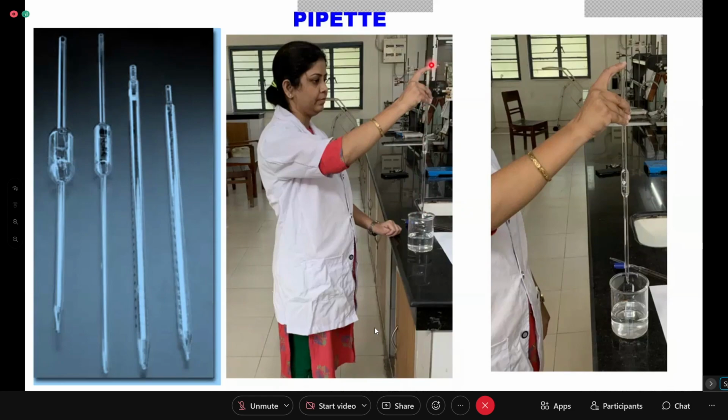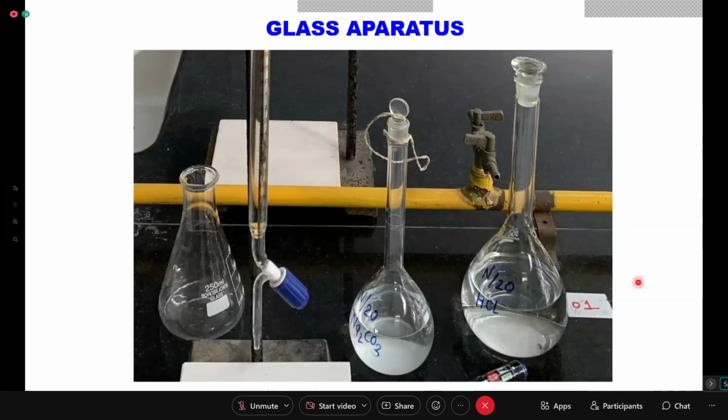Close it with your index finger, and then when the level of solution comes exactly to that mark, you have to transfer it into the conical flask. The pipette is rinsed by this solution, the burette is rinsed by the HCl solution, but the conical flask, which is washed with water and contains a lot of water droplets, is never rinsed with this solution, okay? Because we want the exact 10 ml volume to transfer into the conical flask, okay?